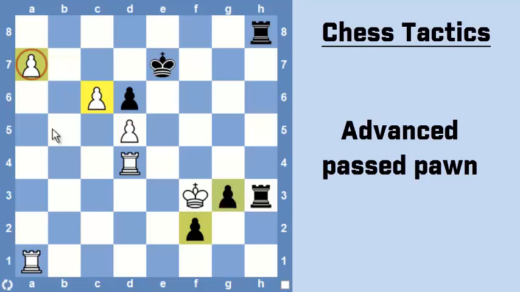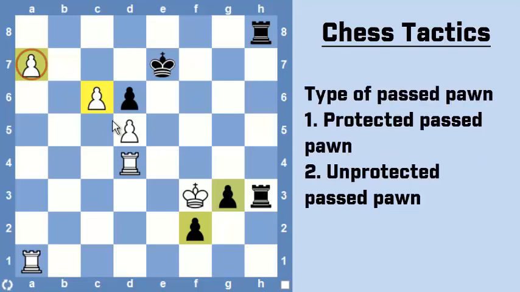Now let's look at types of passed pawn. We have basically, from my observation, two types of passed pawn. From my side, I don't know generally, I can categorize it as protected passed pawn and unprotected passed pawn. So from this diagram again, we are going to categorize the kind of passed pawn we have. Now this is a protected passed pawn.